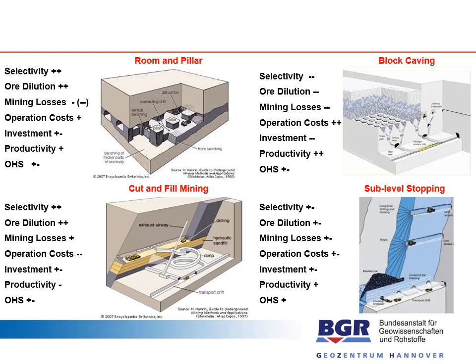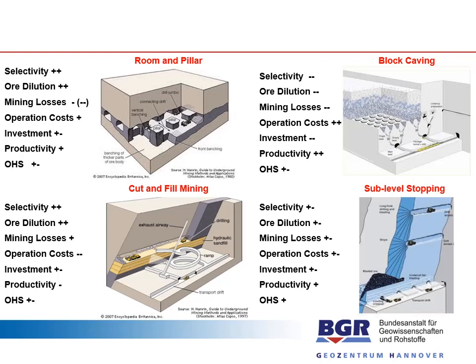On the right hand side you have also a vein, but in this case you can apply sublevel stoping because the thickness of the vein is by far bigger compared to cut and fill, and the host rock is also of importance. If you apply sublevel stoping, you have an average selectivity, average ore dilution, average mining losses, relatively low operating costs, average investment, but on the other hand you have a high productivity and very good operational health and safety conditions.